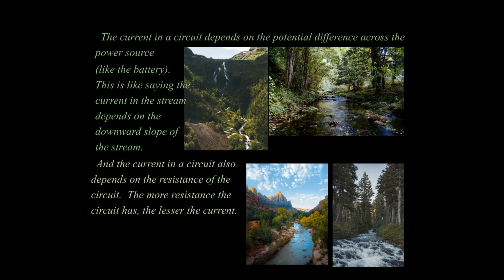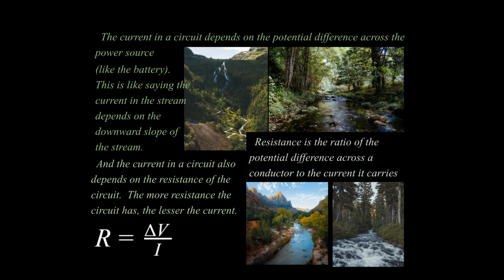So if we're going to define resistance, we're going to say resistance is the ratio of the potential difference across a conductor to the current it carries. So this is what we mean by resistance right here. And this represents, in an analogous term, the potential difference between the initial position and the final position. You can think of it almost like the change in height per unit mass, you could say.